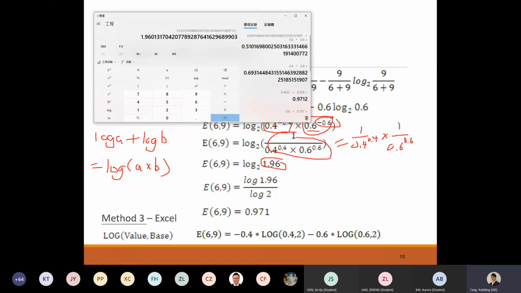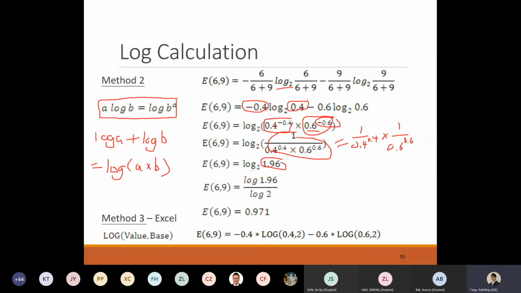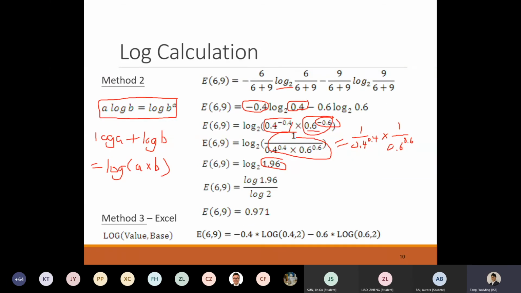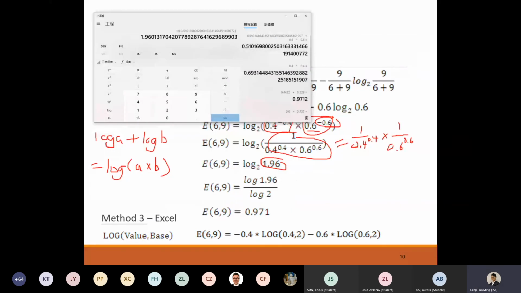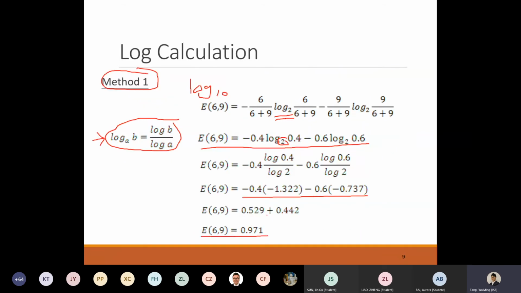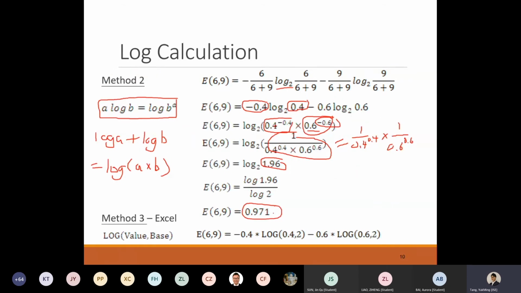So this one is equal to 1.96. Afterwards, you need to apply this equation again. So log 1.96 with the base equals 2 is equal to log 1.96 over log 2, and then we got 0.971. So this value is the same as this one. You got the same answer. So this is the second method. You can use this equation.